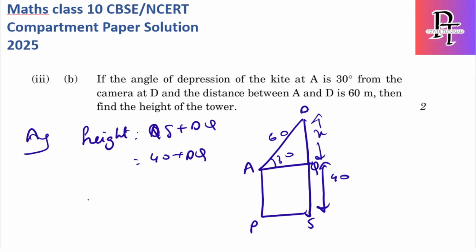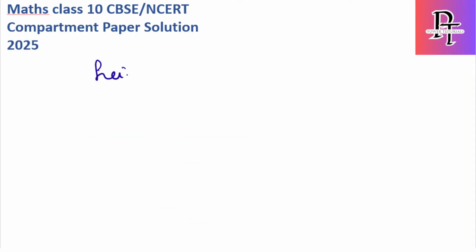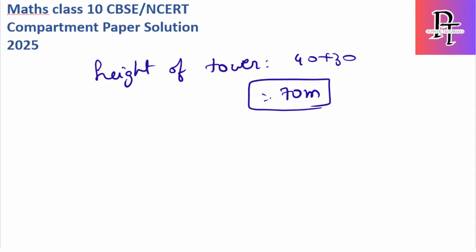For DQ, again you have to use sine property. Sine 30 is equal to opposite by hypotenuse, which is x by 60. Sine 30 is 1 by 2. 1 by 2 is equal to x by 60. Therefore x value is nothing but 30. So the total height, right in next slide, height of tower is equal to 40 plus 30, which is 70 meters. Okay, hope it's clear.